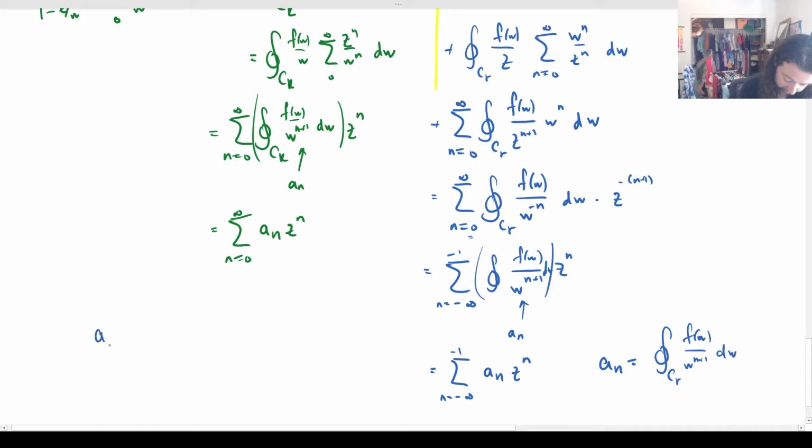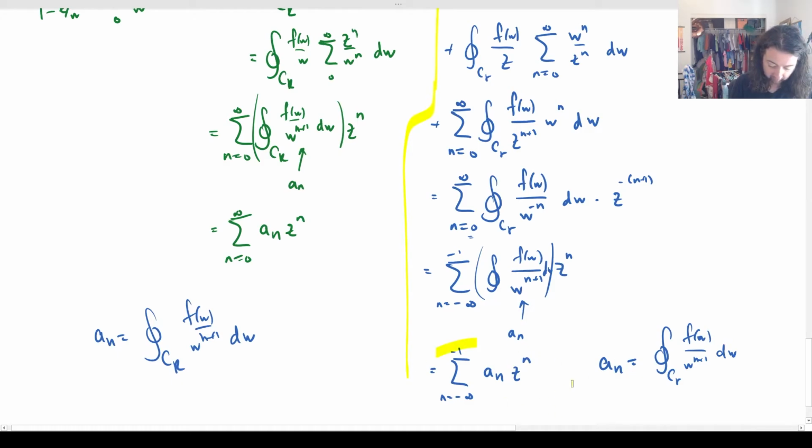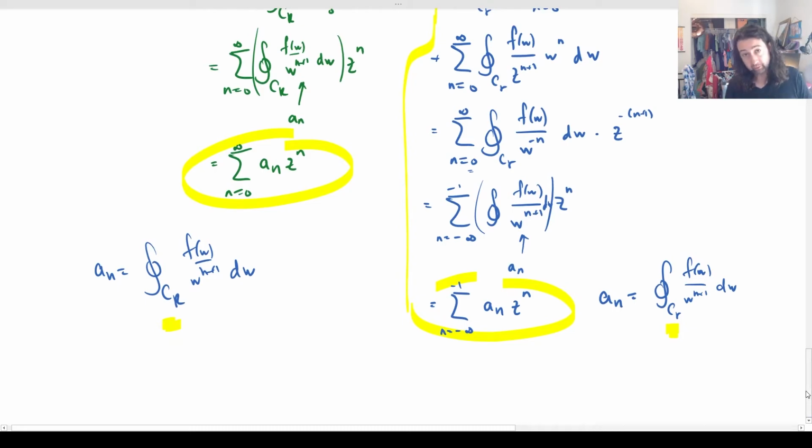And over here, a_n was equal to the integral over C big R of f of w over w to the n plus 1 dw. And what I'd like to do at this point is bring these two halves of this series together. This is going to be my negative term series. This will be my positive term series. But notice this integral is over that inner circle, and this integral is over the outer circle. But the circle contour theorem says it didn't matter how you went around on this circle, that you went all the way around through the annulus. You could deform one circle into the other, and you're going to keep the same values.